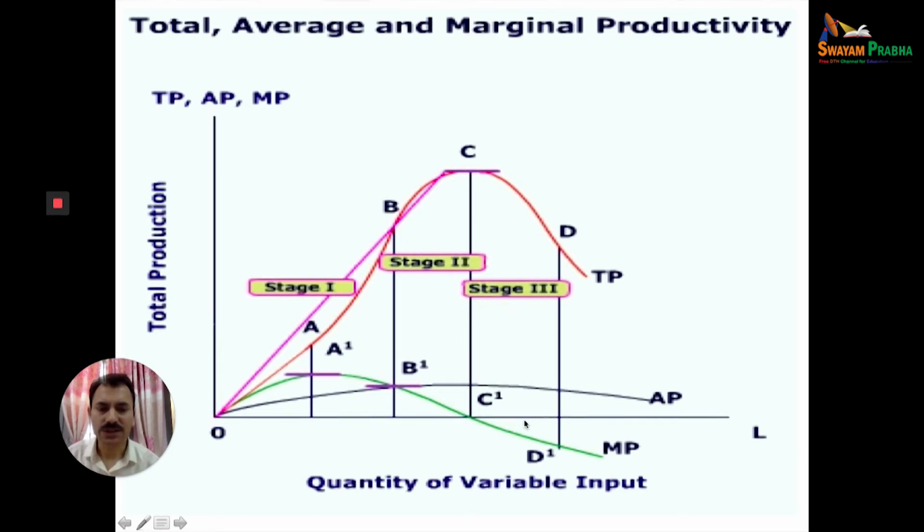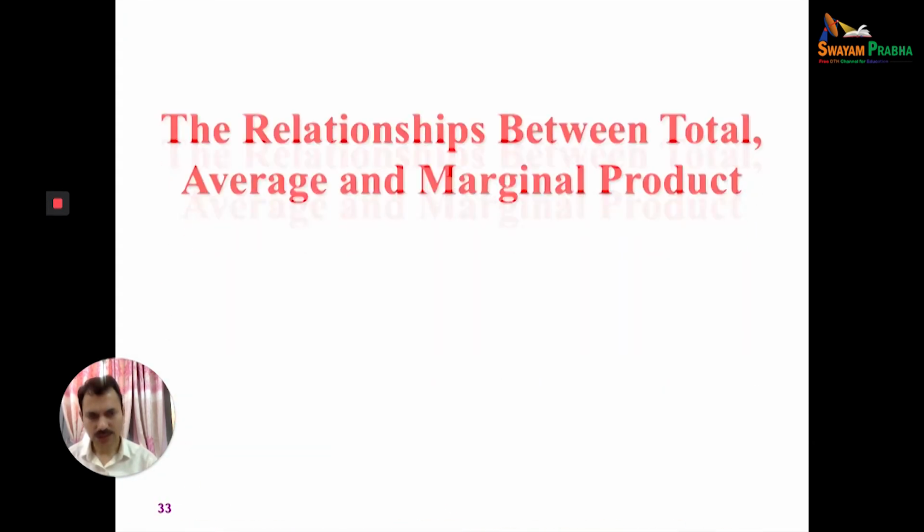Average product is decreasing, marginal product is decreasing, but marginal product is now negative, but average product is still decreasing but is positive. In this case, marginal product is positive. So let us discuss briefly.